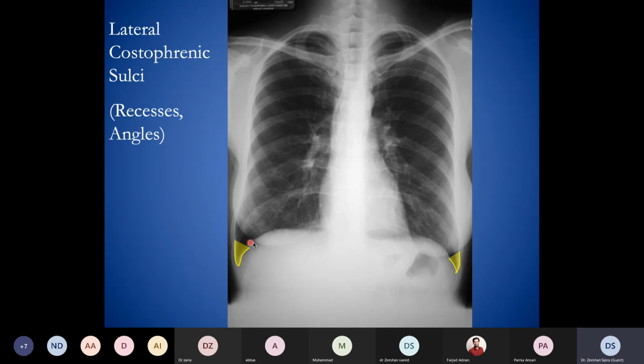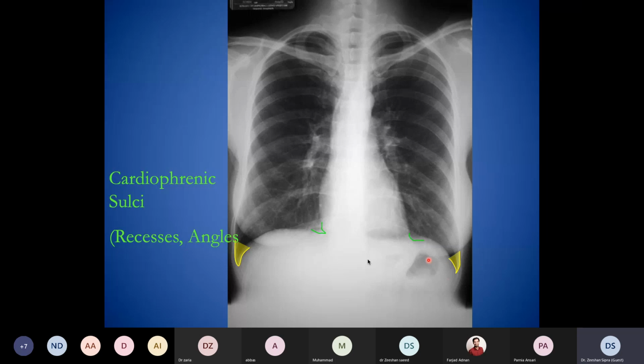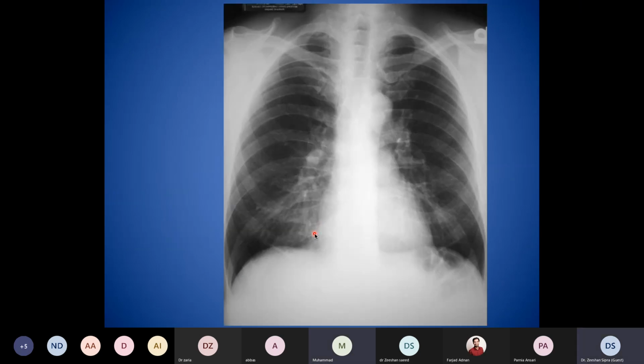For example, it would form a water level here. If the patient is flat, in these angles, there is loss of blackness over here. And there are also, besides these CP angles, the cardiac angles. These are also recesses.